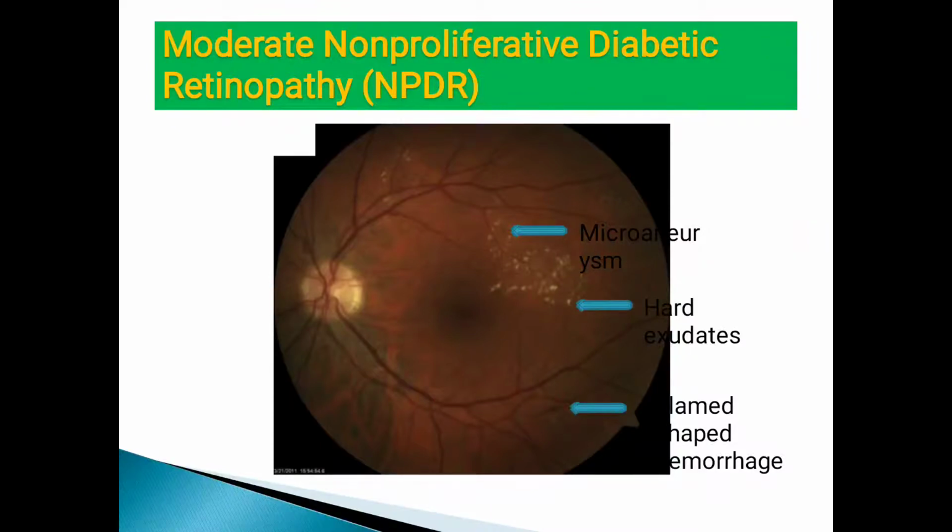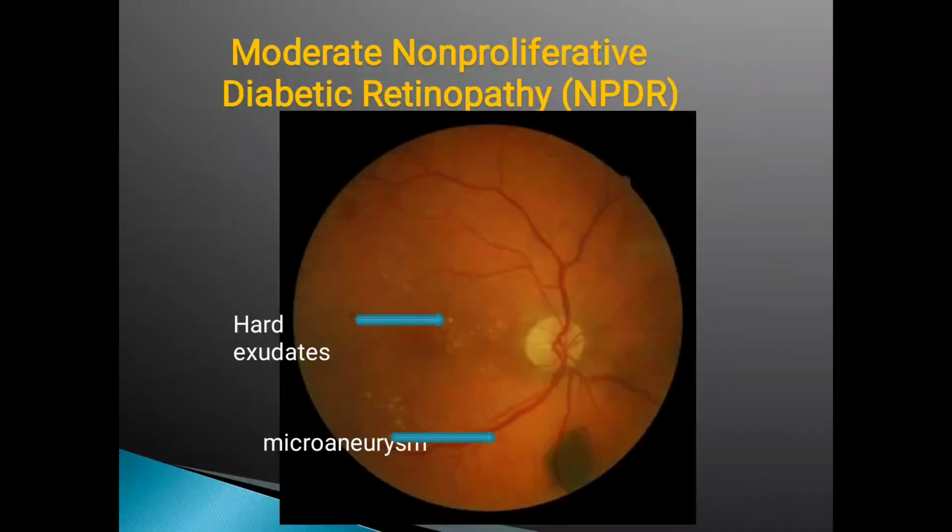These hemorrhages are of two types. Flame-shaped hemorrhages are superficial hemorrhages, and they are characteristically present in the nerve fiber layer, and they take the shape of the nerve fiber. That's why they are flame-shaped. The deep hemorrhages are present in the deeper layers of the retina, and they are usually dot or blot type. So in moderate diabetic retinopathy, what is the presentation? You can see microaneurysms, hard exudates, and flame-shaped or dot and blot hemorrhages.